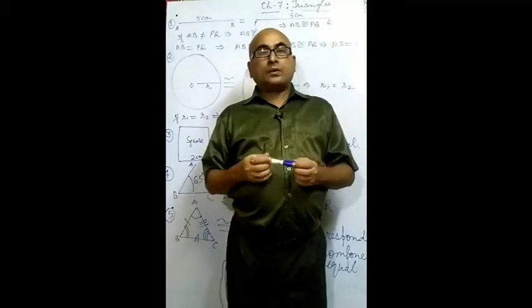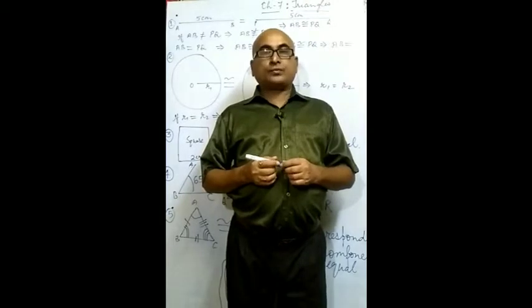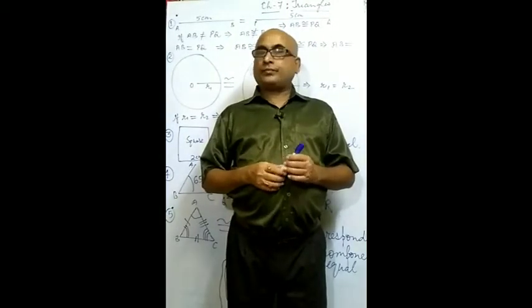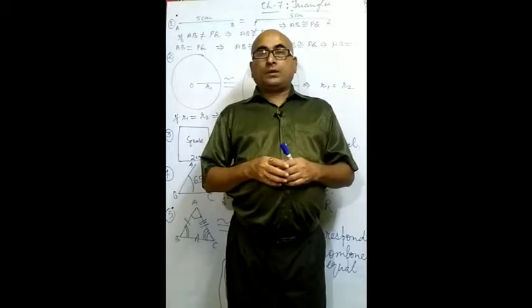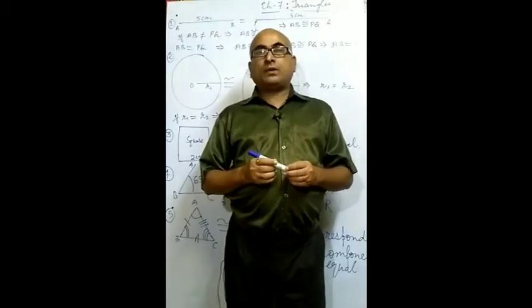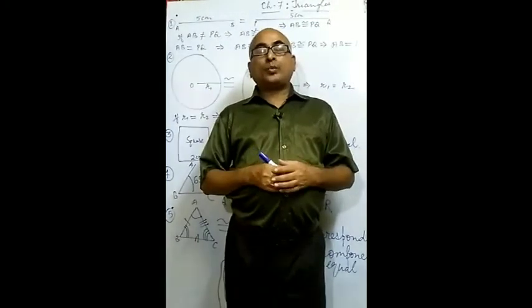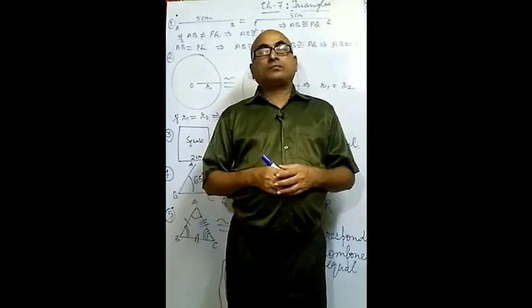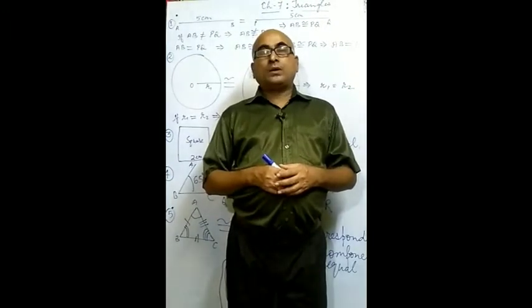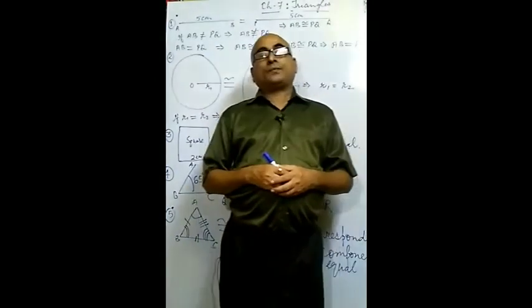Students, we have completed lines and angles. Now the next chapter is chapter number 7, and that is triangles, especially congruency of triangles. We have to study different conditions and different criteria for congruency of triangles.